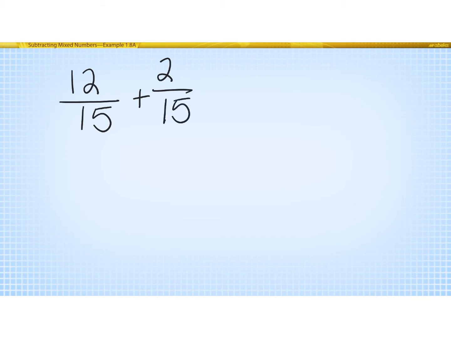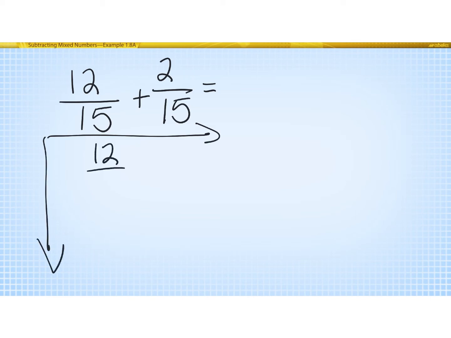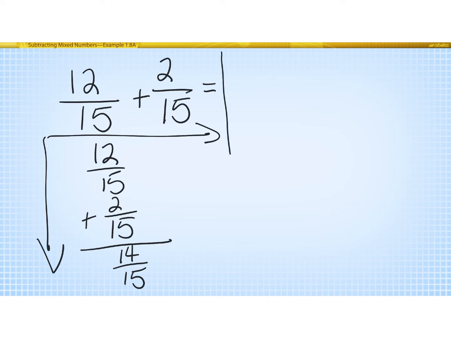All right, so let's just say that you have 12 over 15 plus 2 over 15. Now, this can be written in two ways. Either horizontal, which goes this way, or vertical, which goes this way. You could write it as 12 over 15 plus 2 over 15, and that gives you 14 over 15. Then you ask yourself, is this completely simplified? Is it in its lowest terms? Is it an improper fraction? If it's an improper fraction, you want to change it back to a mixed number, and you guys remember how to do that, okay?